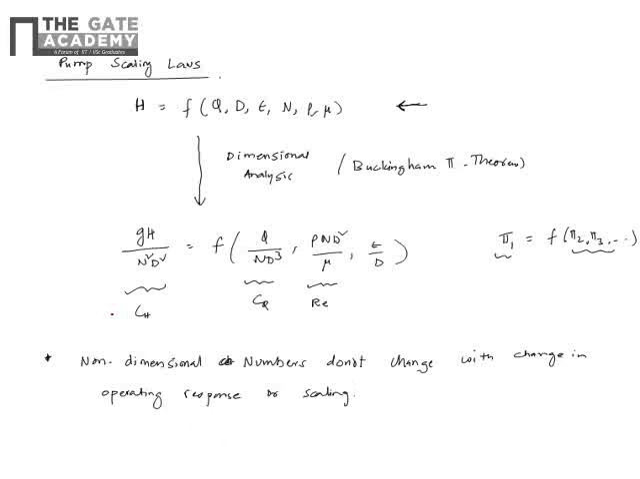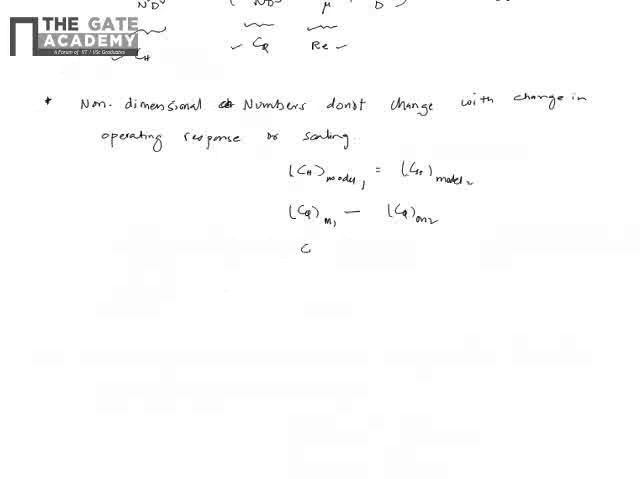So what I mean is that CH, CQ and Re will be the same. The CH for model 1 will be equal to the CH for model 2 if you have done scaling or changed the operating conditions. Your CQ will be the same for model 1 and model 2, where model 2 can be the prototype. Your Reynolds number will be the same. That's an important thing.